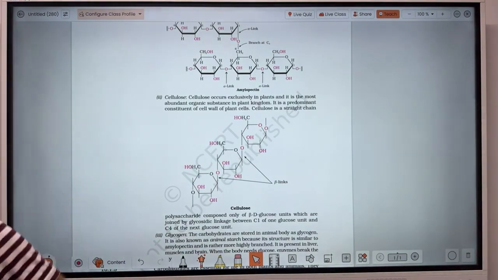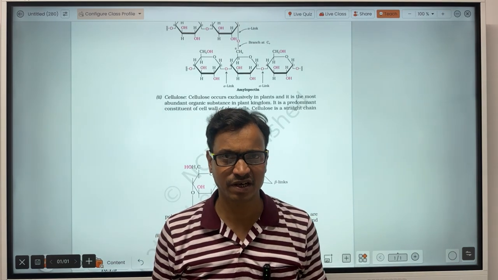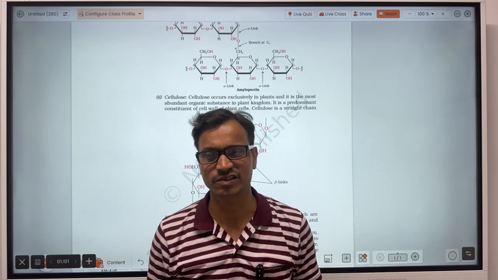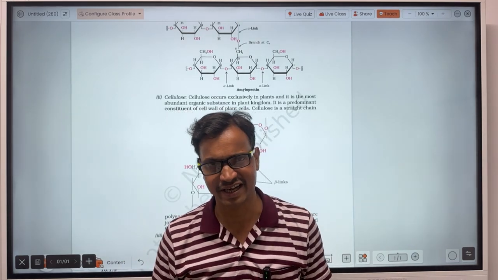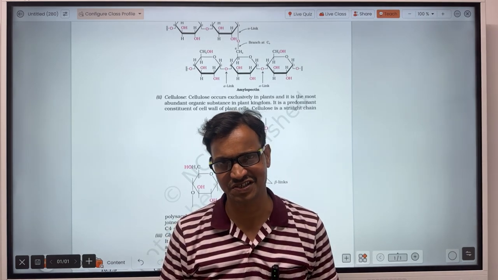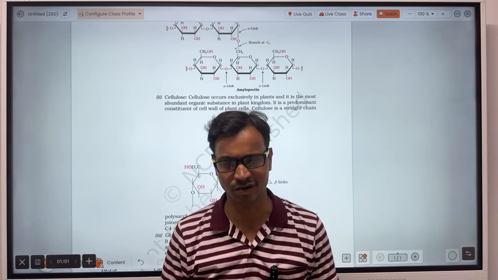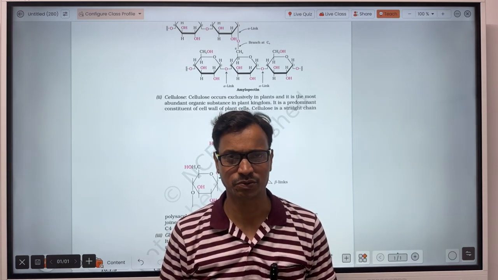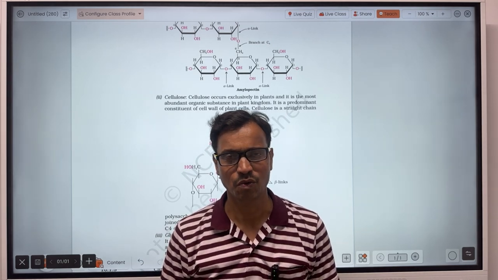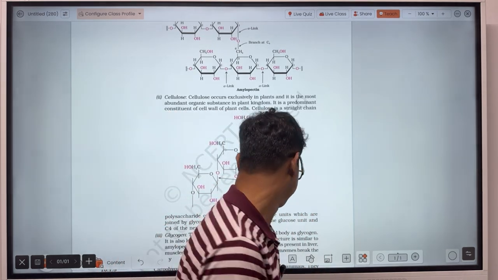Now cellulose. So cellulose is the polymer of beta D glucose. So you also do the work: draw the structure of beta D glucose and bond them with each other through 1,4-glycosidic bonding. So the cellulose is the polymer of beta D glucose, in which they are bonded with each other through 1,4-glycosidic bonding.